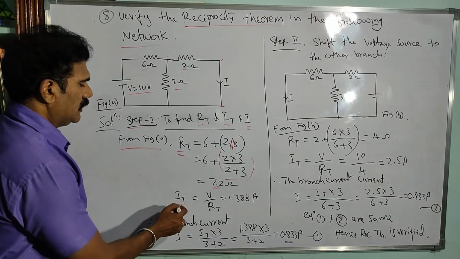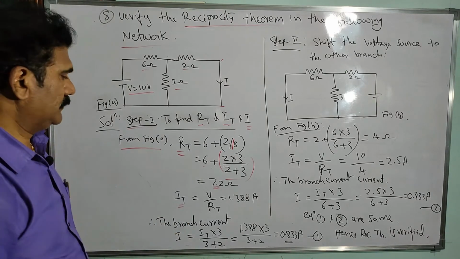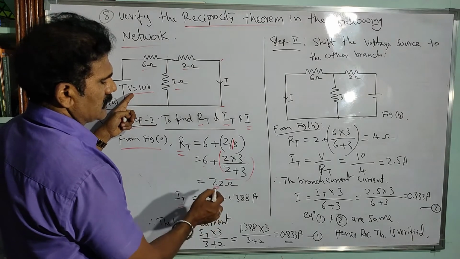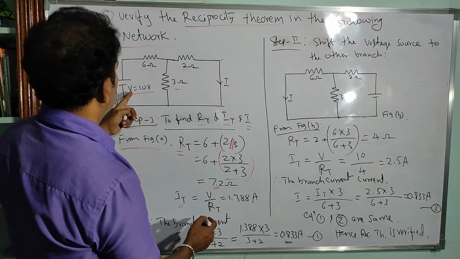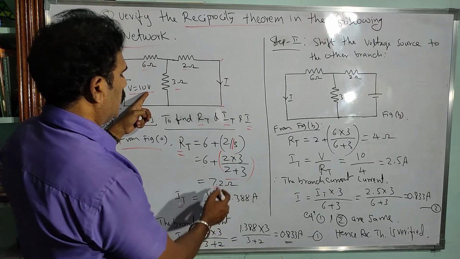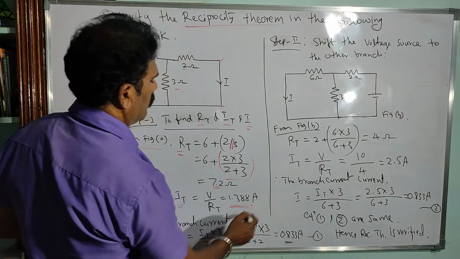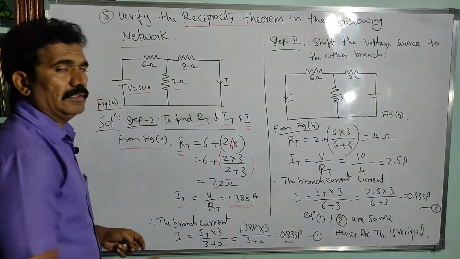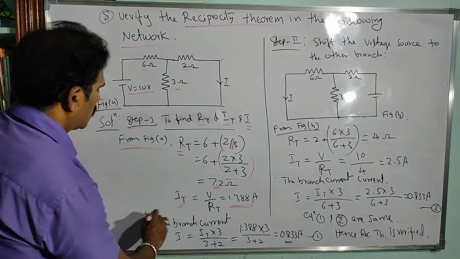Then you calculate the total current, that is voltage source V divided by total resistance RT. Substitute V equal to 10 divided by 7.2, you will get the value of 1.388 amperes here. Next, calculate the branch current.